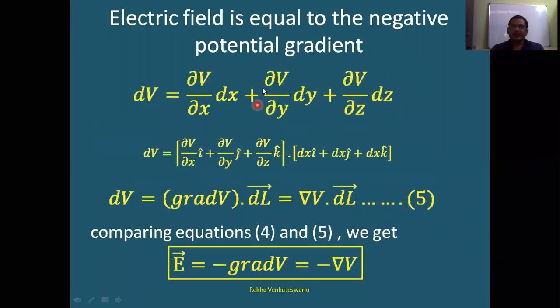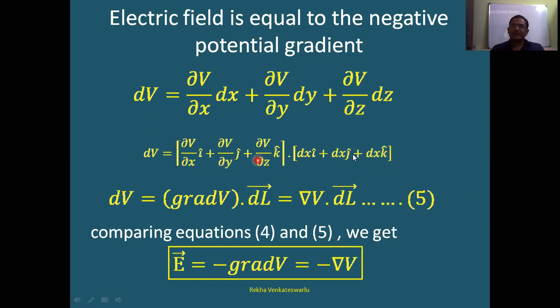Now dV equal to dou V by dou x into dx plus dou V by dou y into dy plus dou V by dou z into dz, because dV is a perfect differential. Here V is a function of x, y, z. This can be written as dou V by dou x i cap, plus dou V by dou y j cap, plus dou V by dou z k cap, dot dx i plus dy j plus dz k.